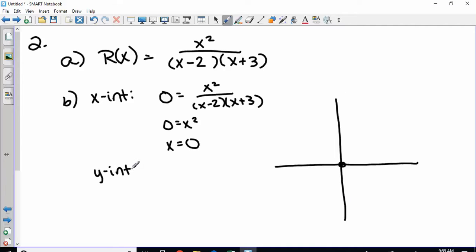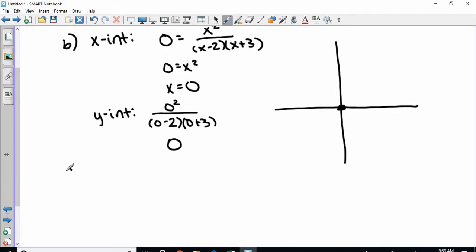Y-intercept, so for intercepts you make the opposite variable 0, so we plug in a 0 for all the x's, and we get 0 over -6, which is 0. So we plot our x and y intercepts. Those are just points on our graph.